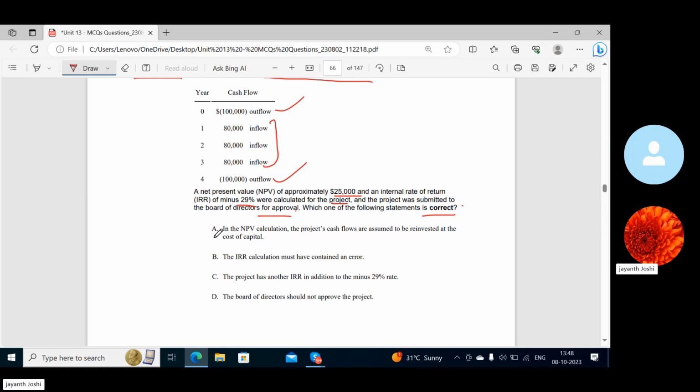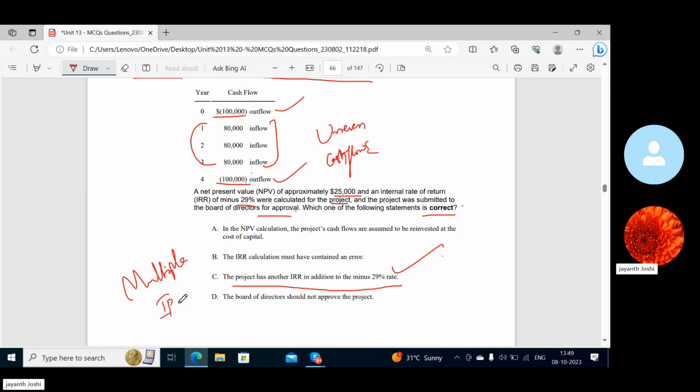So you should tell me. See, the problem with such questions is that this is a question of uneven cash flows. What do you mean by uneven cash flows? There is a negative cash flow, then there are positive cash flows, and again a negative cash flow, correct? So there will be a problem of multiple IRR, correct? Yes. So the project has an IRR in addition to minus 29%. Multiple IRRs when you have uneven cash flows. Okay.